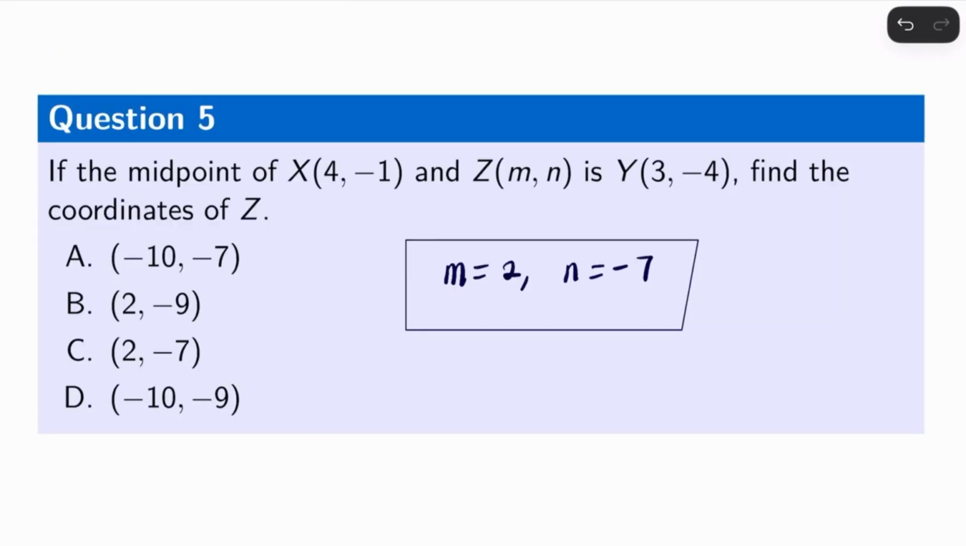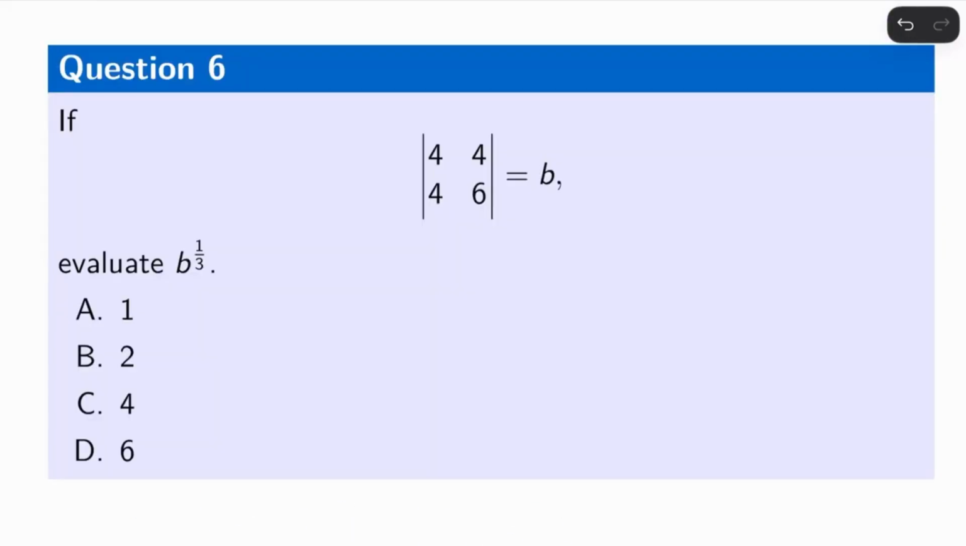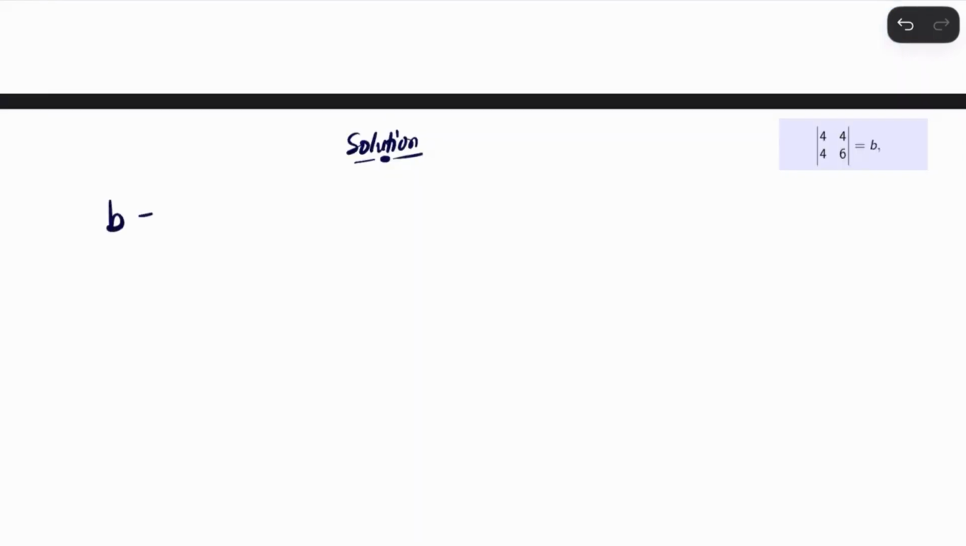Thus the correct option is option C. Question number 6. If B is equal to the determinant of the 2 by 2 matrix given by 4, 4, 4, 6, then we have to evaluate B exponent 1 on 3. B is defined to be the determinant of the 2 by 2 matrix 4, 4, and 4, 6.